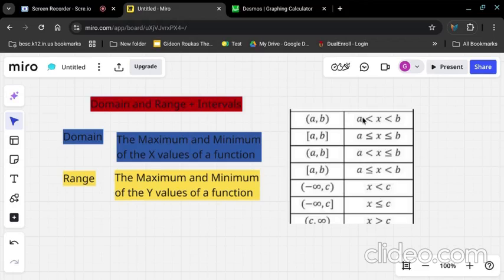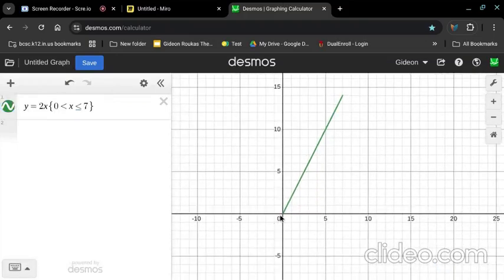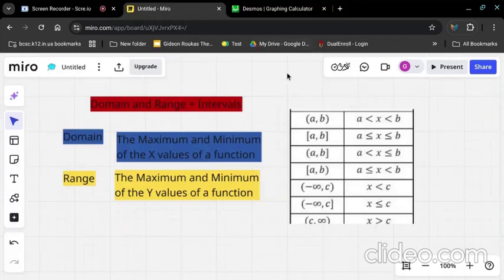So if, let's say, we had this here, 0 is not included in here. So the point 0, 0 would technically be undefined. I know this shows it as a point here, but if you actually slide along this graph, it's undefined and there's a hole there. And then that's just how the parentheses work.